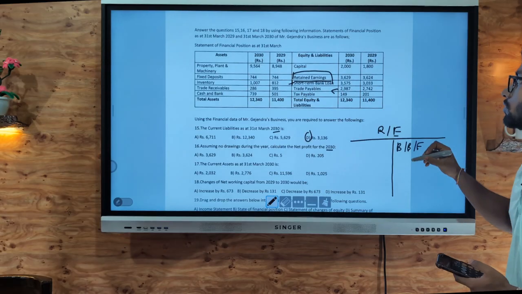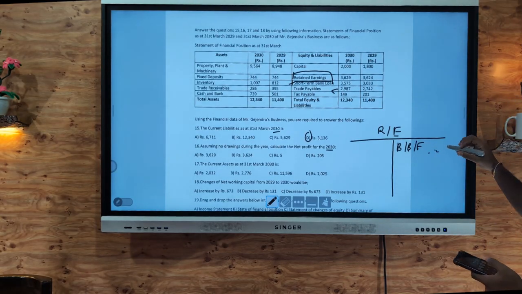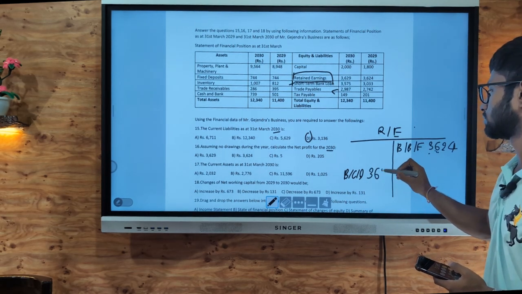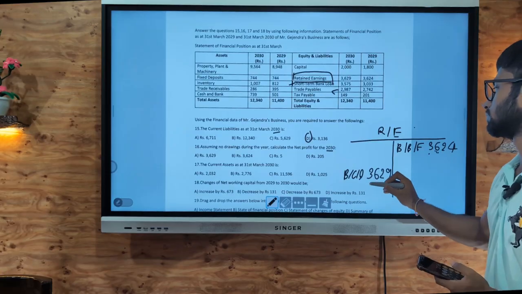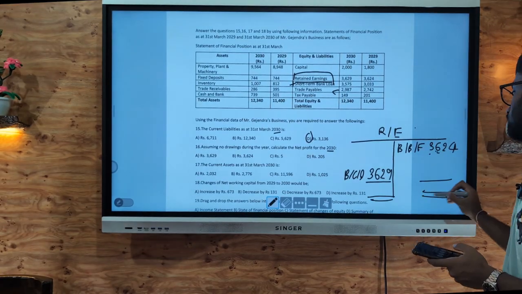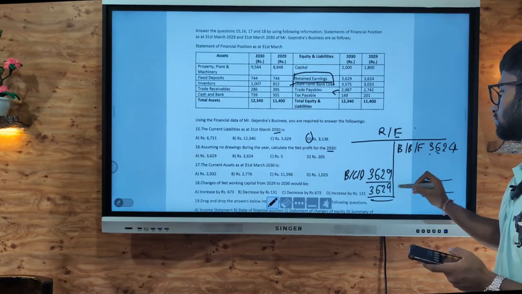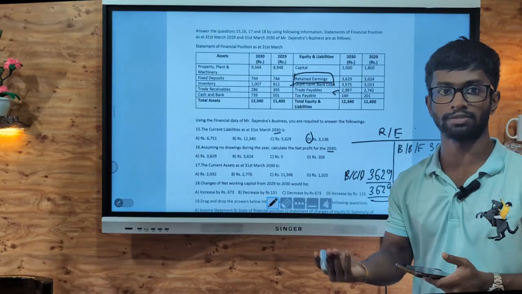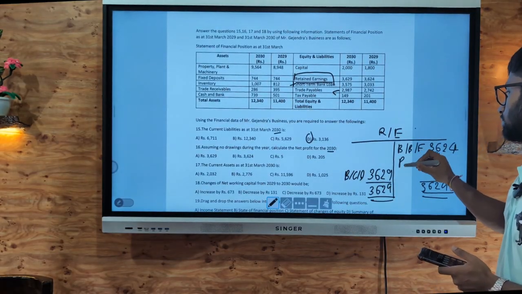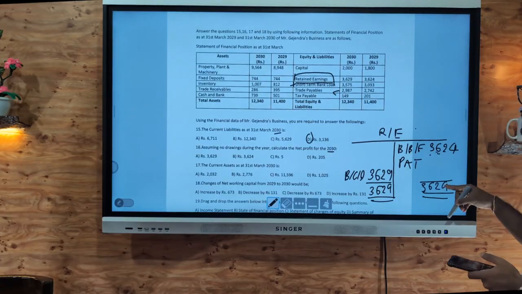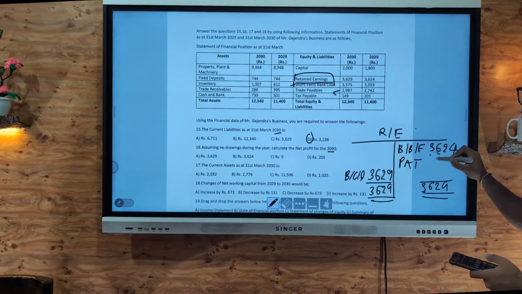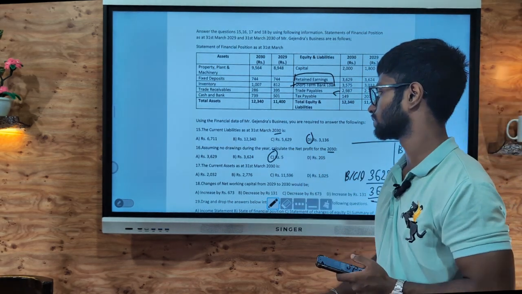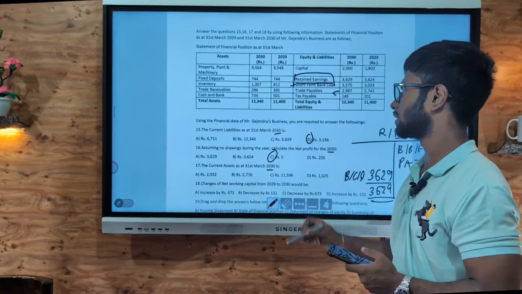So here, opening retained earnings, we have 3624. Closing, we have 3629. Then we can balance. Here 3629. Now an item which would increase your retained earnings balance is your profit. So the difference that you are getting is the profit. 3629 minus 3624. So you get a difference of 5. So that is your profit. So that should be the answer, C.